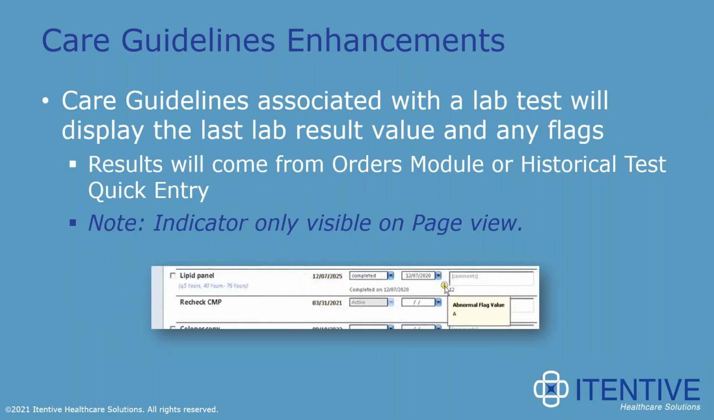In this release, we're also going to see a helpful indicator added to our care guidelines, and that is for lab results. If I hover over this indicator, it will show me if there is data for the last lab result, as well as if there are any flags. For example, if it was abnormal, I can see that. These results can come from either the orders module or even if a historical result was added. It is important to note that these indicators are only visible on the page view of our care guidelines window.